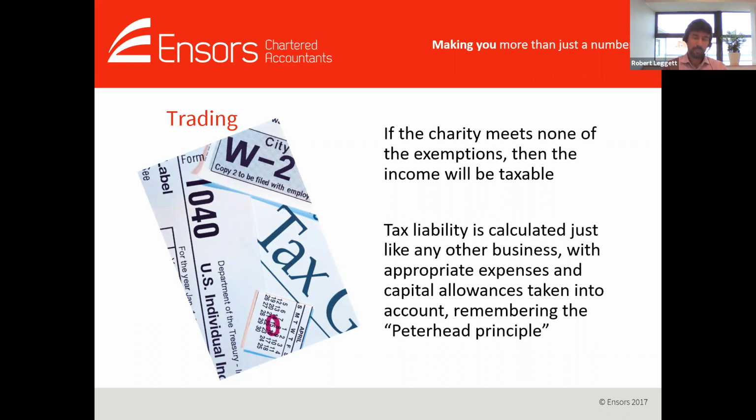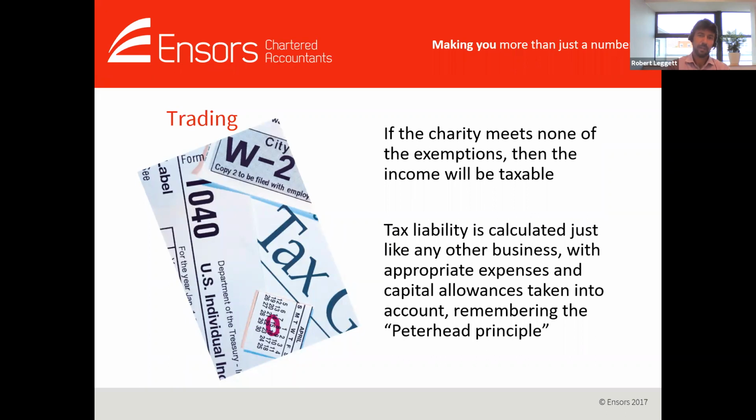Now, just because we have a taxable trade doesn't necessarily mean that we have a profit for tax purposes. You know, we've got to make sure that we calculate that properly and put any applicable expenses against the trading income. And quite often, once you start to do that, you can find that actually your trading profit disappears. And one important point that we have with that is the so-called Peterhead principle, which arose from a case involving a local branch of the British Legion.